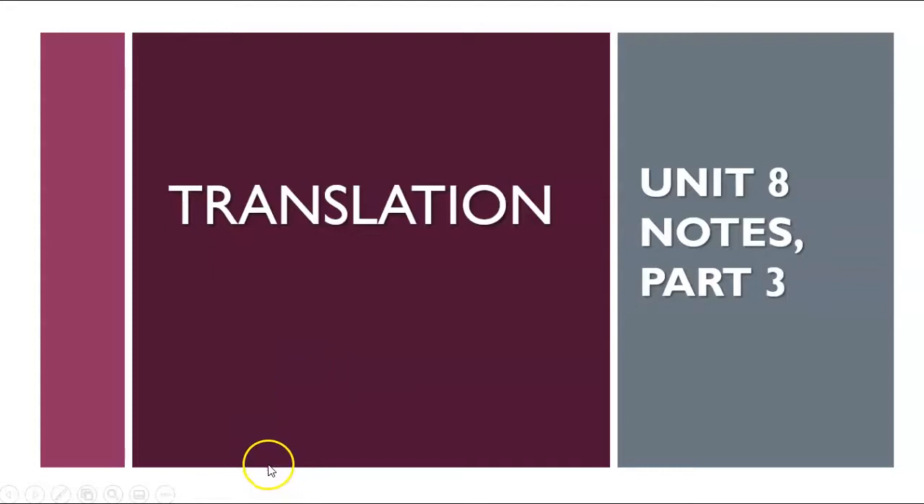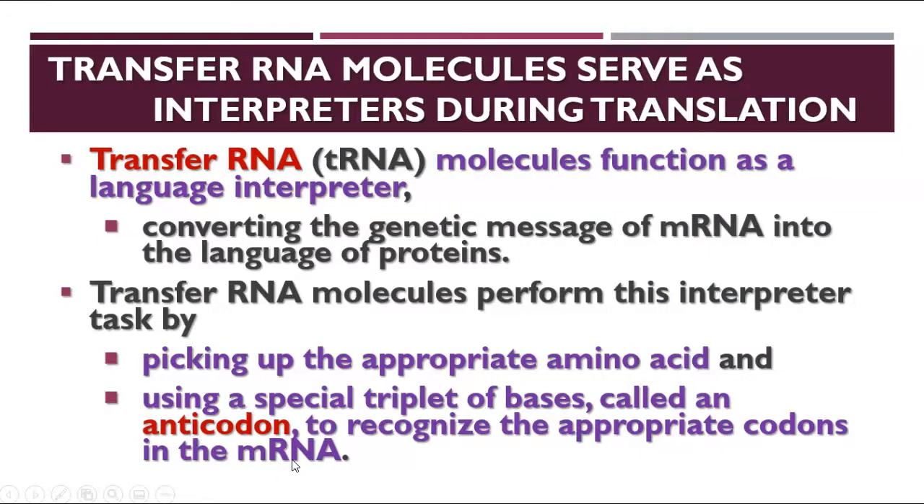We talked about previously that transcription was making a copy of the DNA, but now we have to translate that message from the language of bases, which are found in DNA and RNA, to the language of amino acids, which is what makes up proteins. So we use another molecule of RNA called transfer RNA, abbreviated tRNA, and basically the tRNA functions as a language interpreter. It's going to convert or translate the language from the language of nucleotides to the language of amino acids.